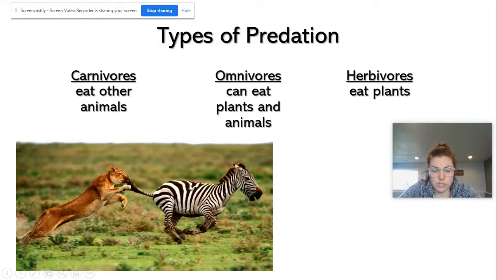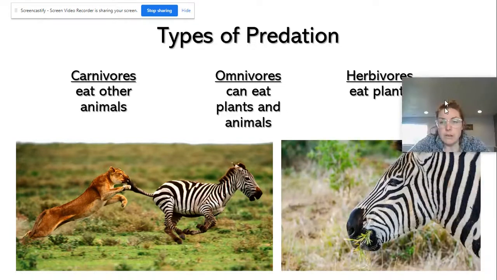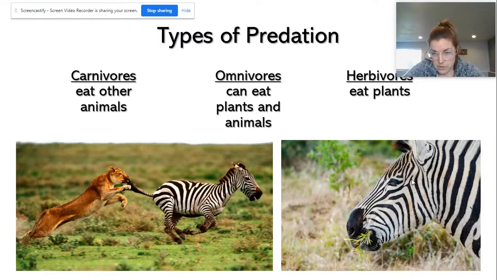So we have a predation example here. We also have this predation example of the same zebra eating plants and predating on plants. So just something to think about.